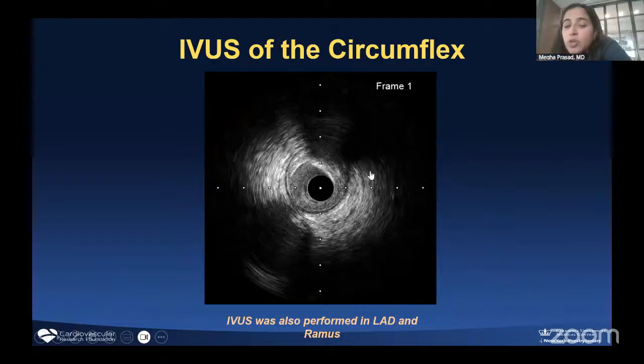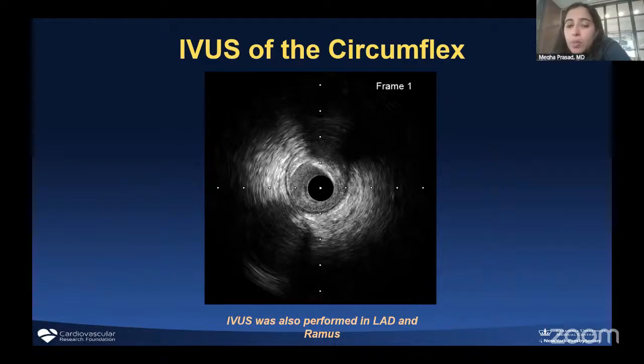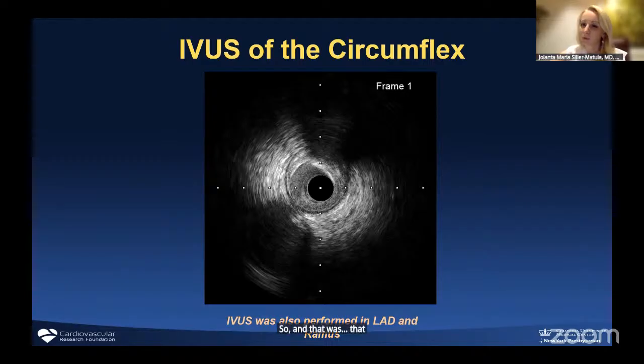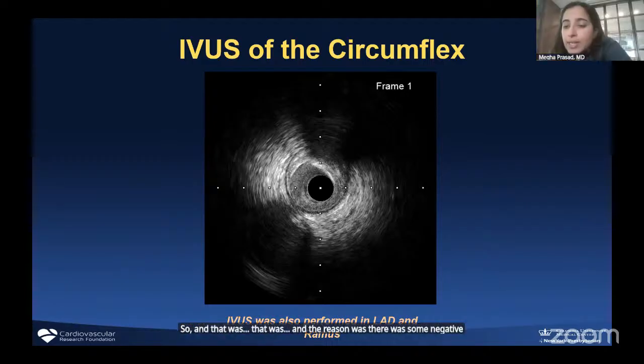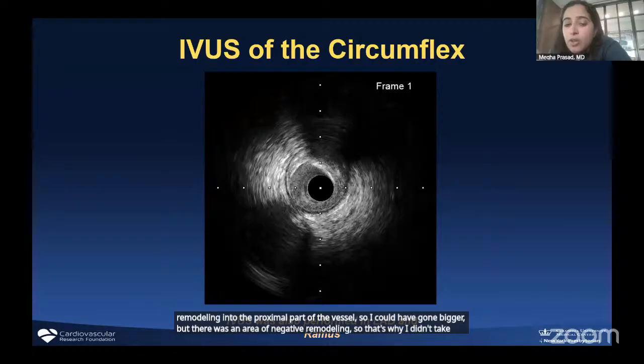Yeah, so cutting balloons I'll use if I don't get fracture on IVUS, but in this we used what we assumed was 1:1, and it ended up being 1:1 in the LAD and the ramus, and the circumflex was small, so then we went back with the 3.0 balloon in the circumflex. And the reason was there was some negative remodeling into the proximal part of the vessel. So I could have gone bigger, but there was an area of negative remodeling. So that's why I didn't take 3.5s all the way across.